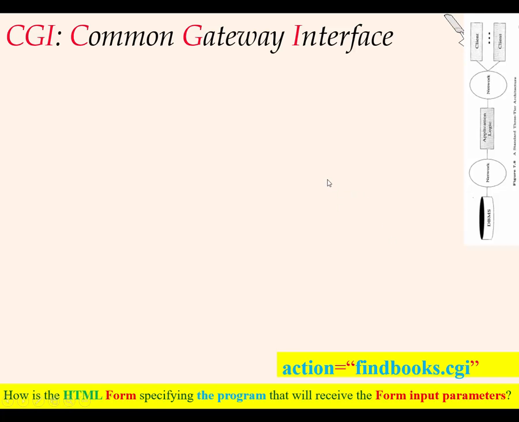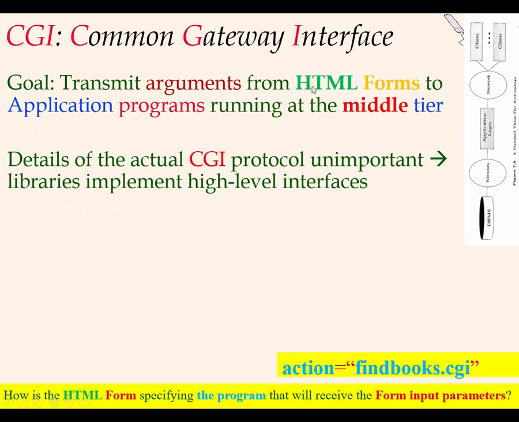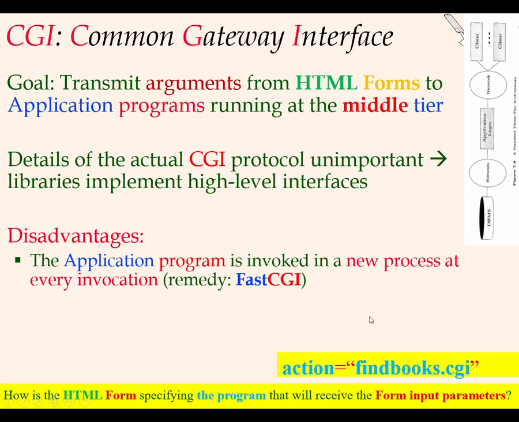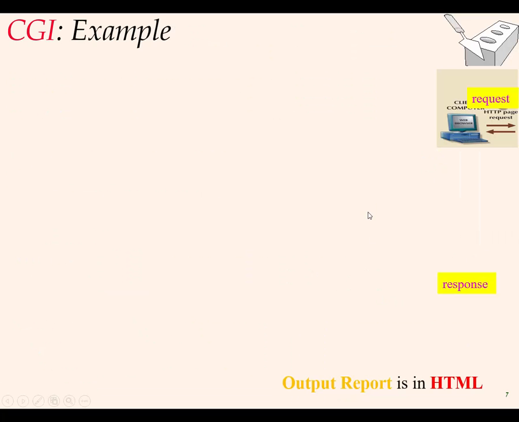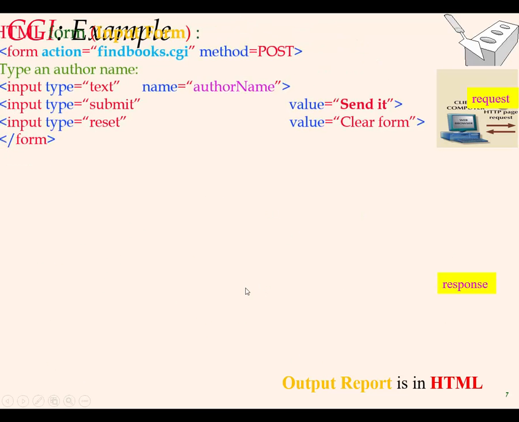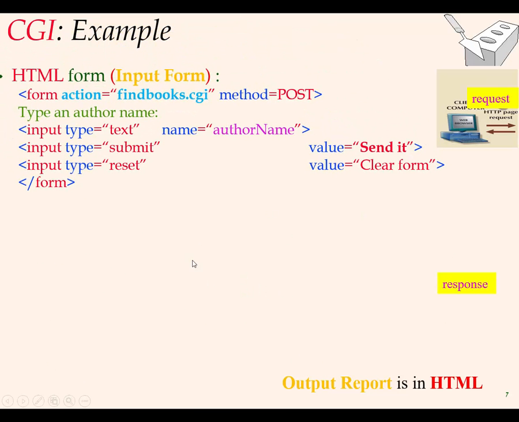Some are CGI. Again, the HTML form arguments are passed to a CGI application. An application is going to create a new process every time you invoke it, and anyhow, they came up with better ways like FastCGI, resource application pools, and so forth. So technology has changed, but this is an actual example of CGI.